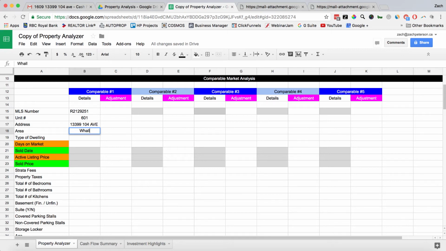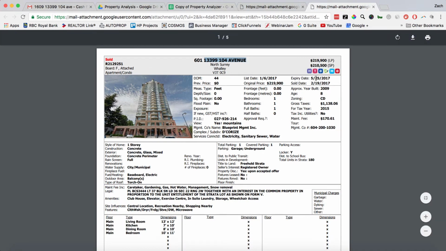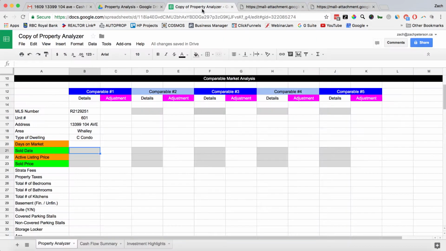This is also in Whalley. It's a concrete condo. Days on the market. The orange stuff is for active, so this is sold. We don't really care about how many days it was on the market. We care about what the sold date was. This was sold on February 19th, 2017.